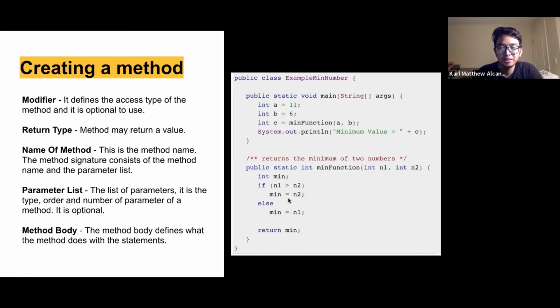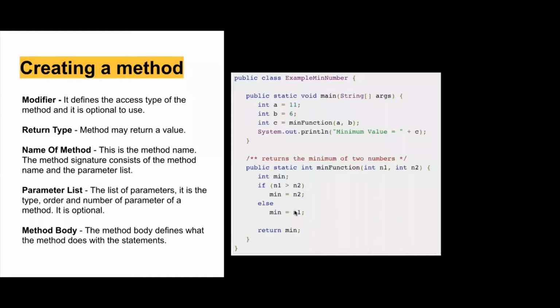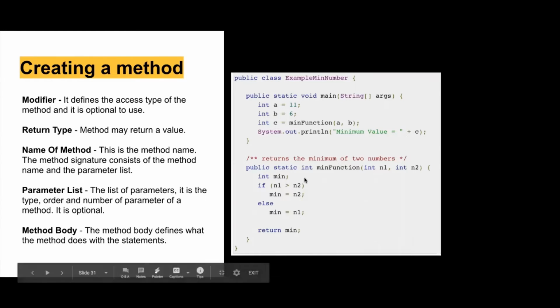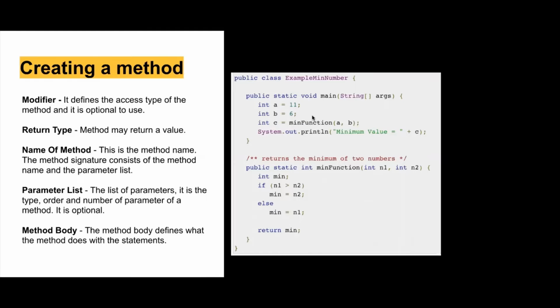Wait, Leo, I think so 11 is greater than 6. So yes, it would execute the if statement. Yes, so the mean will be set to 6. So it will return the 6. Therefore, C will be set to 6. So it will print out the mean value equals to 6. That's how we use a method.